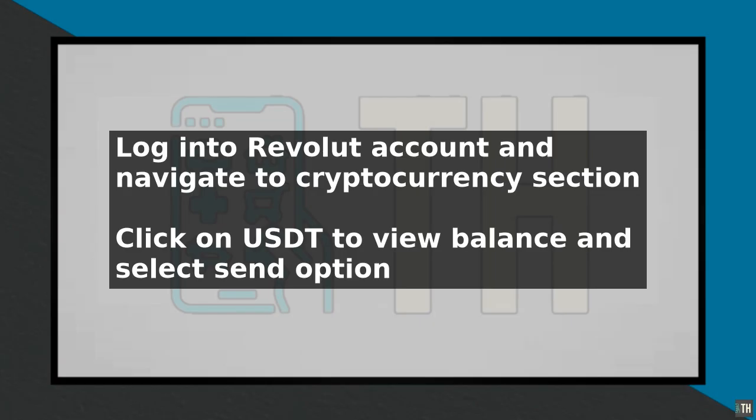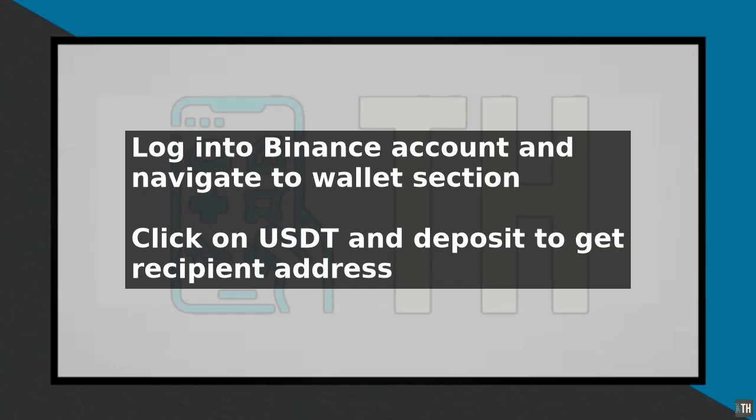Click on USDT to view your USDT balance. Next, click on the Send option and select the cryptocurrency you want to send, which in this case is USDT. You will be asked to enter the recipient address.